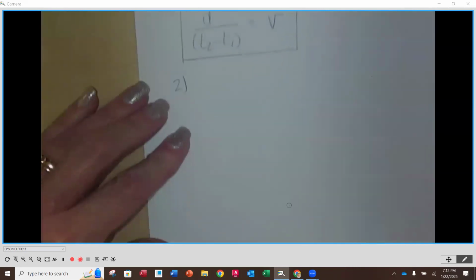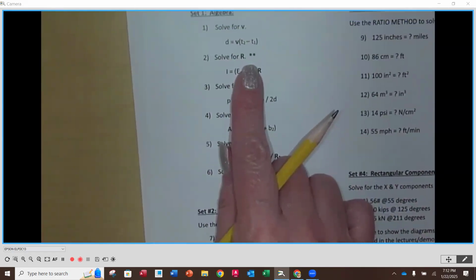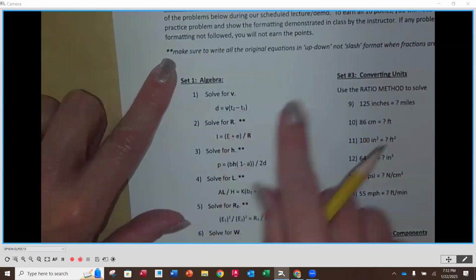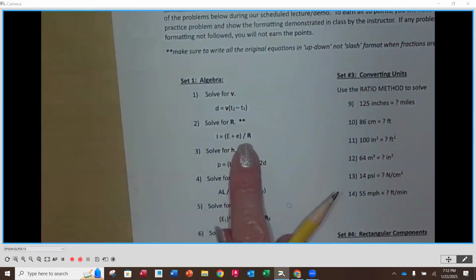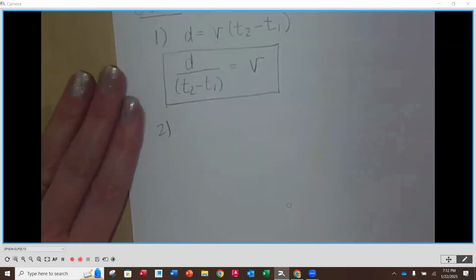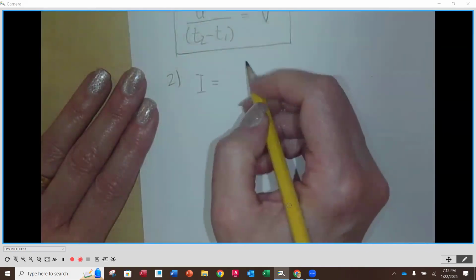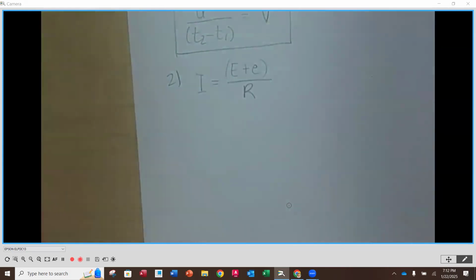Go to number 2. Number 2 says we're going to solve for R. It has these two little stars by it. Notice that up here it says to make sure to write out the original equation in up-down format, not the slash format. This has a fraction in it. So it's going to be I is equal to capital E plus lowercase e, divided by R. We want to write that out as I is equal to capital E plus lowercase e divided by R. That's what I mean by up-down format, not the slash. Now we want to solve for R.